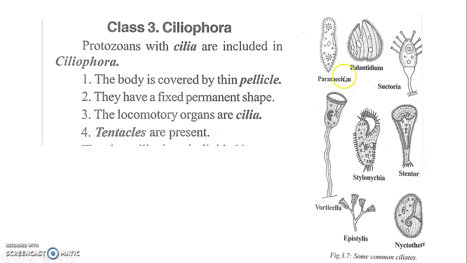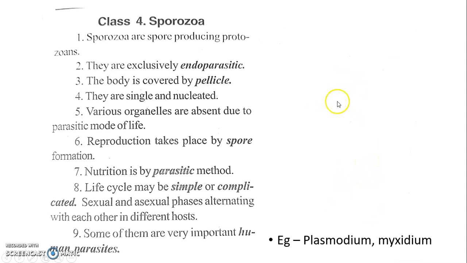Okay, these are the examples. Class Sporozoa. The fourth class, Sporozoa. Sporozoa are the spore-producing protozoans. Single-celled organisms with spore production are classified in the class Sporozoa. They are exclusively endoparasitic. Endo means inside, they live inside the body. The body is covered by a pellicle. They are single nucleated.